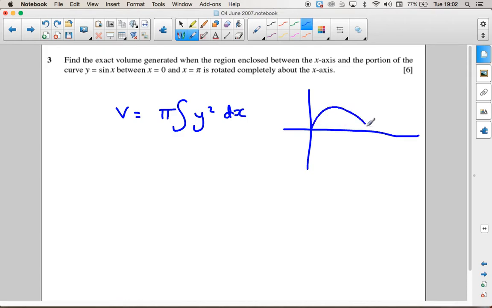of the sine curve. So pi is here, so we're rotating this shape here around the x-axis between 0 and pi. So that means we need to find pi times the integral between 0 and pi of sine squared x dx.